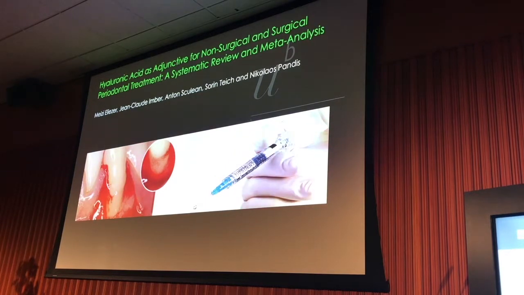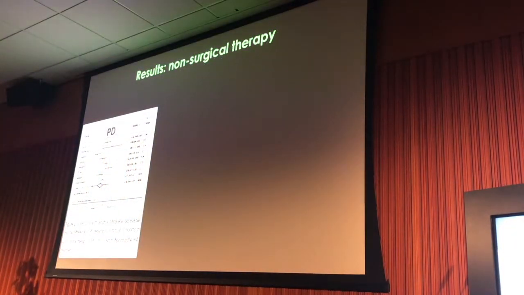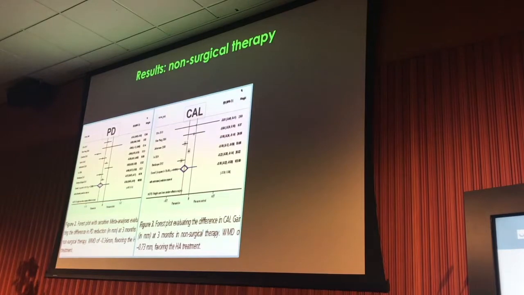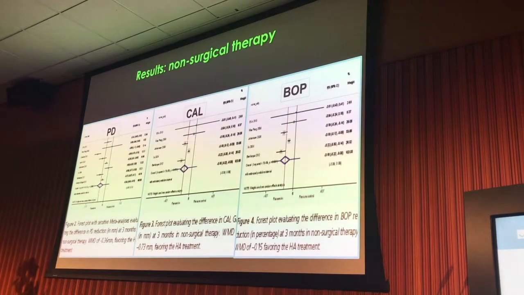So, as you can observe, we applied it on different defects, in intraosseous defects, and in most cases on recessions. And we first screened the literature together with my colleagues, and you see the first two authors of this systematic review, Dr. Eliezer and Dr. Imberg, who are sitting here. And they did a very hard job. They screened the entire literature, and they looked up what is known on the effects of hyaluronic acid in non-surgical therapy, in terms of probing pocket depth reduction, clinical attachment level gain, for example, if you perform scaling and root planing, and decrease of inflammation.